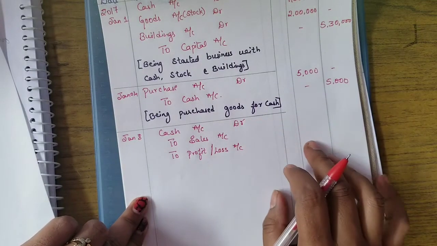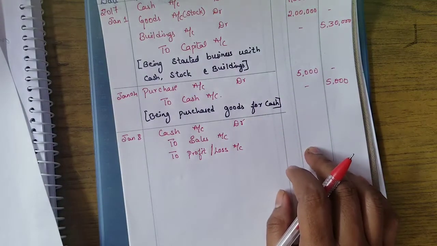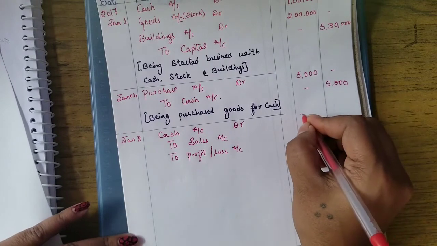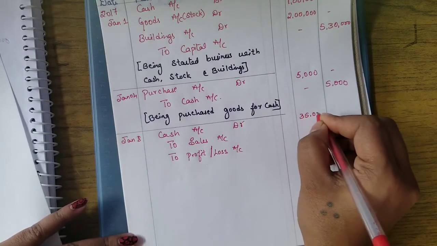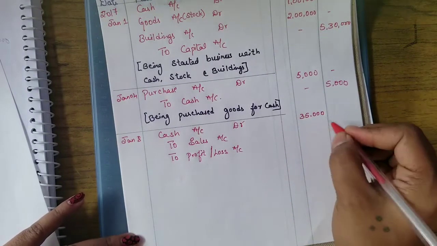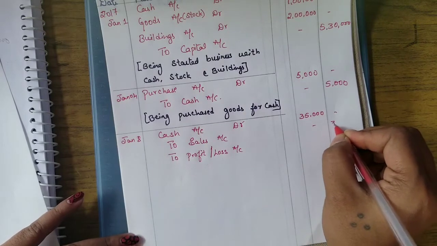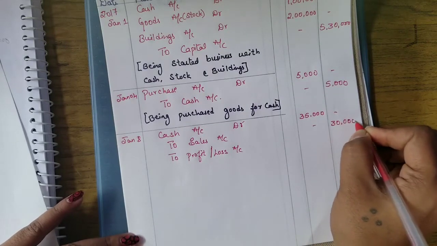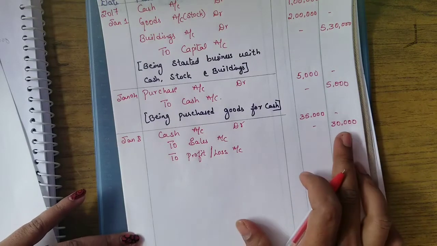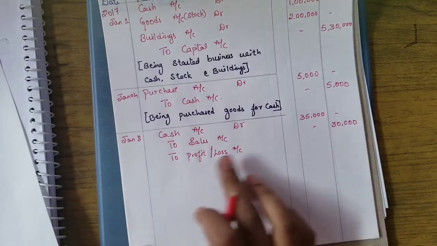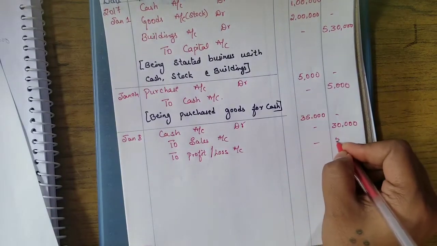Now how do you write the amount here? Very important. Now total actual cash, how much we received? 35,000 we have received. Now what is actual sales? 30,000. Actual amount of that goods, actual value is 30,000. Now how much we received as profit? 5,000.